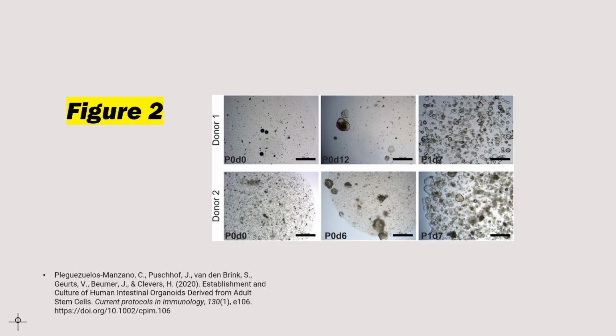This second figure comes from a paper talking about the establishment and culture of human intestinal organoids derived from adult stem cells. So this figure is showing the establishment of human colon organoid from a fresh biopsy of normal tissue. So this is day 0, and this is shown right after the establishment of the culture taken. This is right before the first split, so right before the proliferation of these cells. And then this picture over here is after the first split, which you can see shows the numerous amounts of cells and how this will form the organoid.